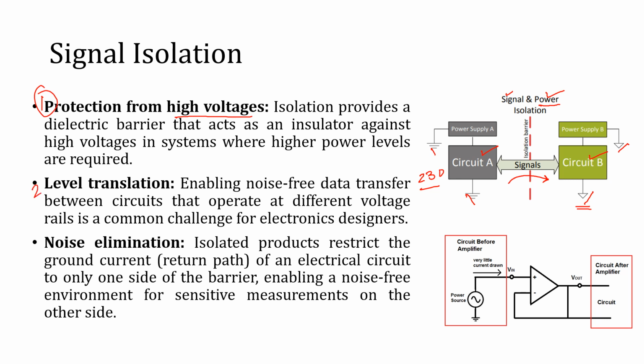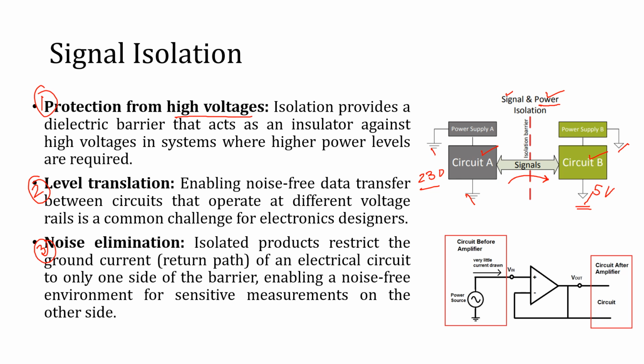The second advantage is level transition. That is when we are moving from 230 volt to, let's say, 5 volt, or vice versa, from 5 volt to 24 volt, then there is a change in the level. That change in level can be easily handled without any noise, without any surge, using signal isolation or power isolation. And third, which is important as far as the signal is concerned, is noise elimination.